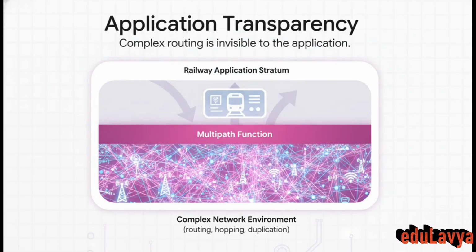And here is a deeply crucial engineering truth regarding this topology: application transparency. The actual applications running the train, whether that is the European train control system, a live video surveillance feed, or telemetry data, have absolutely no clue that this incredibly complex, multi-network routing is happening beneath them. All that complex decision-making, the packet duplication, the instant hopping between 5G and Wi-Fi, is completely invisible to the railway application stratum. The application simply asks for a connection, and the multipath function abstracts the whole shebang away, consistently delivering a flawless, unbroken connection.